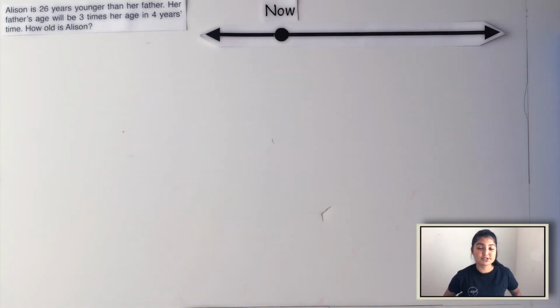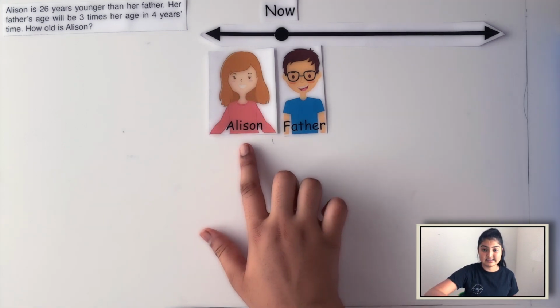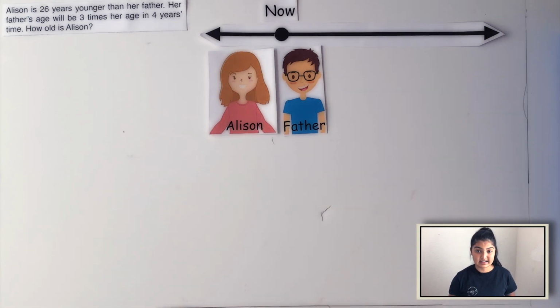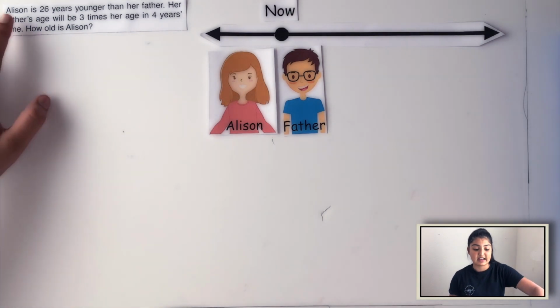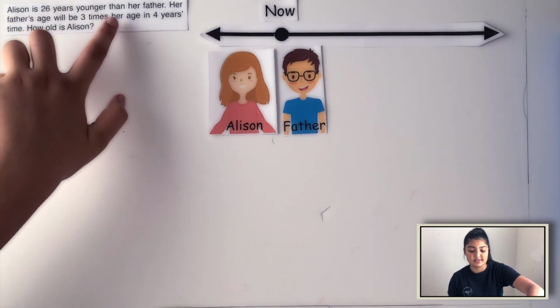So how old are Alison and her father now? Well, the question is asking us how old Alison is. And the question also tells us that Alison is 26 years younger than her father.